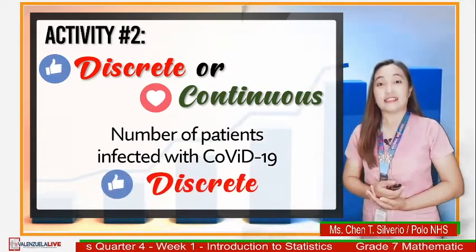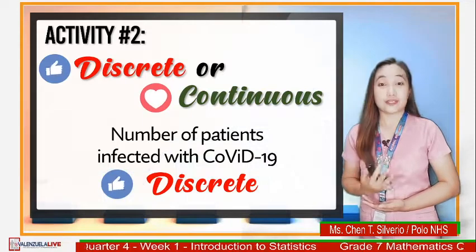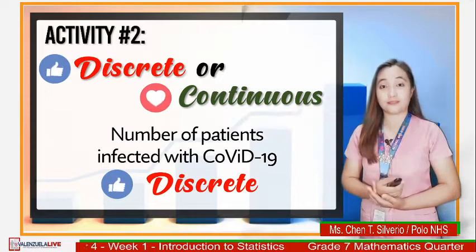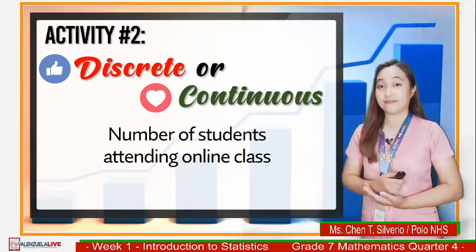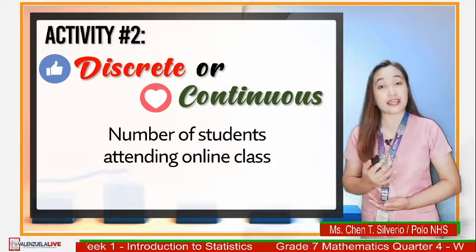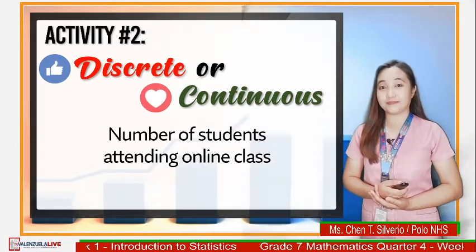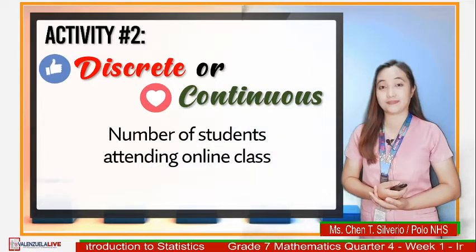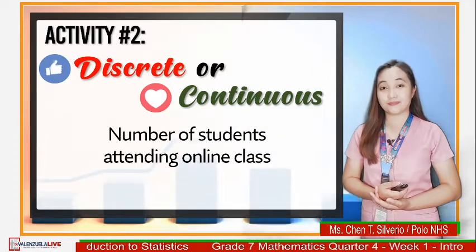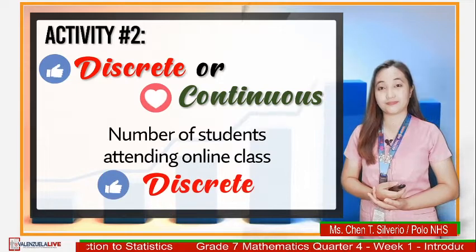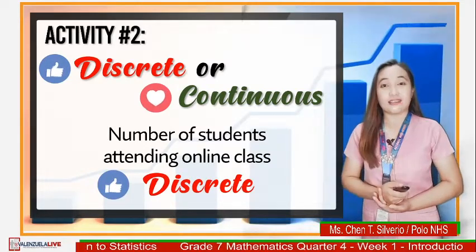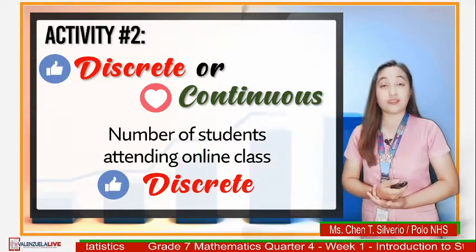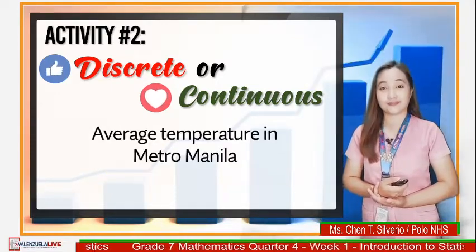Very good. This is an example of a discrete data as we are talking about the number of people. Third item, number of students attending online class. Is it discrete or continuous? Very good. This is also a discrete data as we are talking about the number of students.